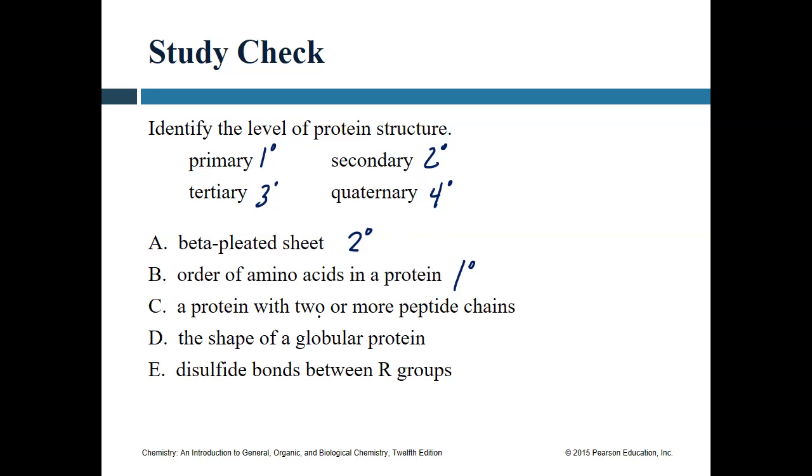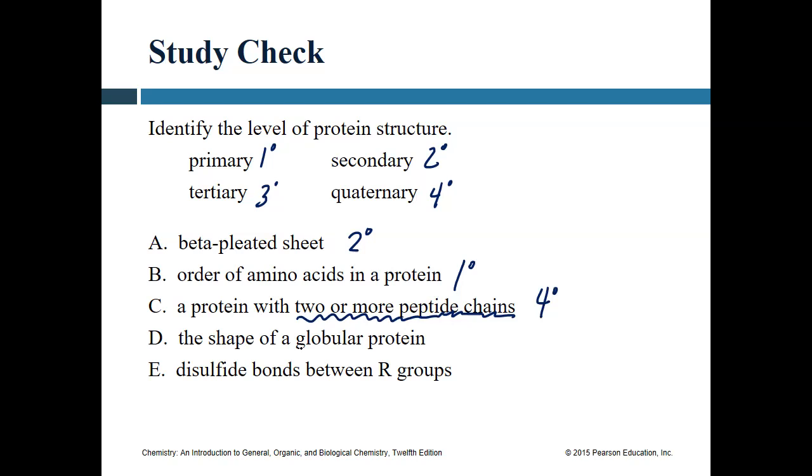All right, if I have a protein with 2 or more peptide chains, keywords there, 2 or more peptide chains, that is quaternary. Because remember, each peptide chain is an individual protein. I bring in multiple proteins together to make some sort of biologically active protein. That's a quaternary structure. So this is a quaternary description.